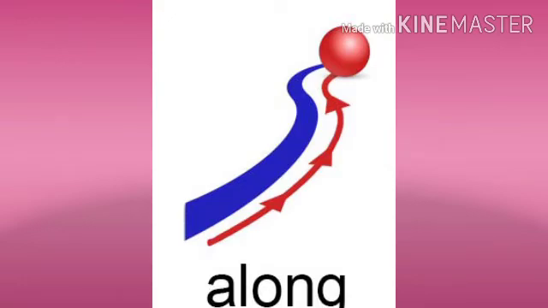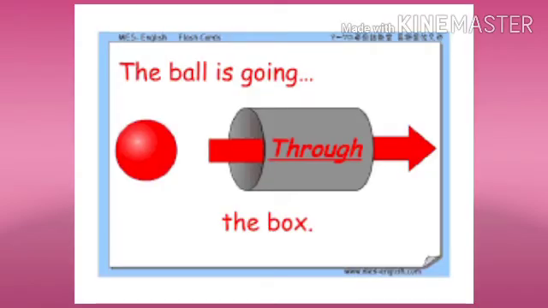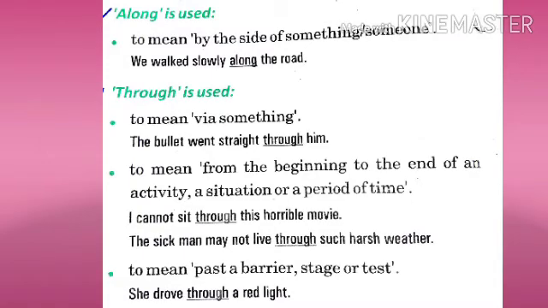Then through. Through is used to mean via something. जैसे बुलेट चली, बुलेट स्ट्रेट थ्रू हिम निकल गई बाहर. The bullet went straight through him. Okay, and it is very interesting to note that through is also used to mean from the beginning to the end of an activity, a situation or a period of time.